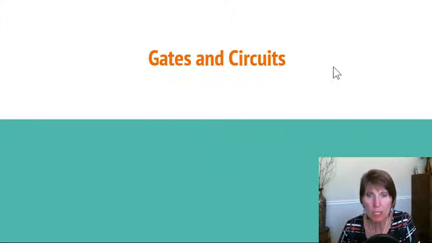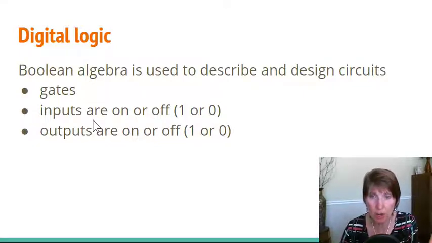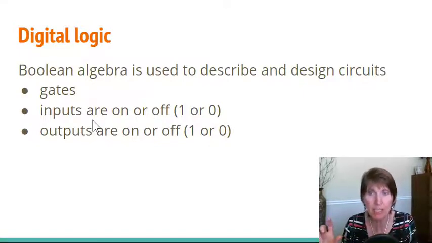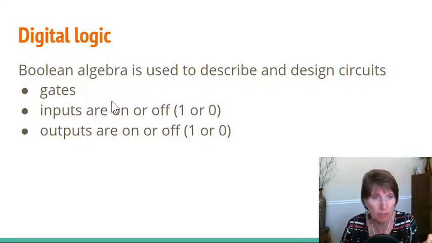One of the places that Boolean algebra is used is in the design of gates and circuits. Boolean algebra can both describe and design circuits, and circuits are made up of gates, some combination of gates. Gates have inputs, and those inputs are either on or off, which can be directly related to the ones and zeros that we use in Boolean algebra. Gates also have outputs, and the outputs are either on or off. Again, these can be directly related to the ones or zeros that we use in Boolean algebra.